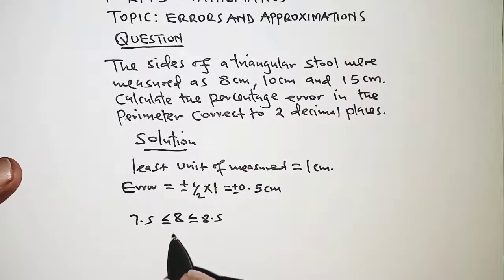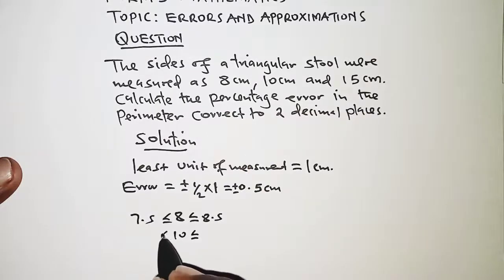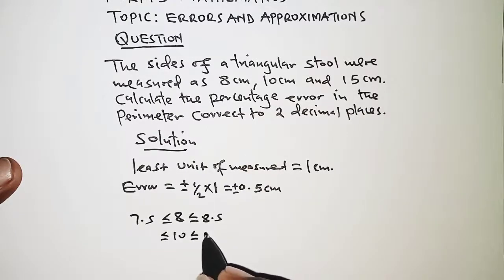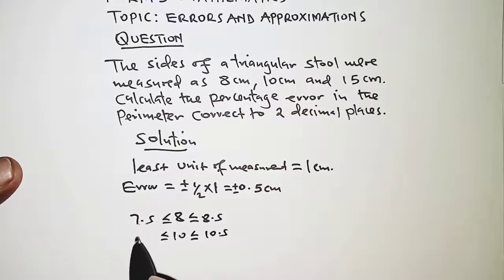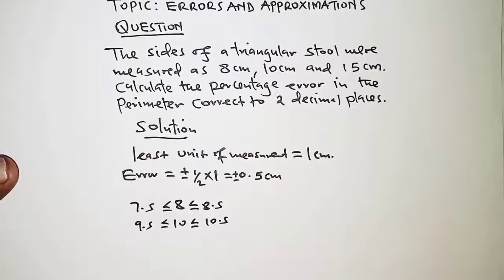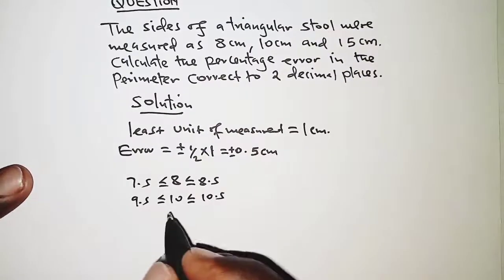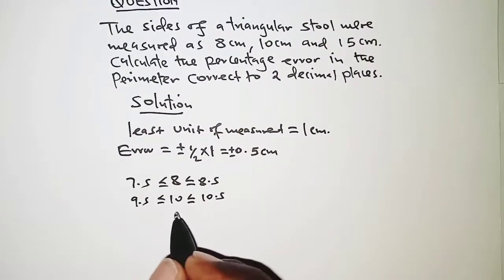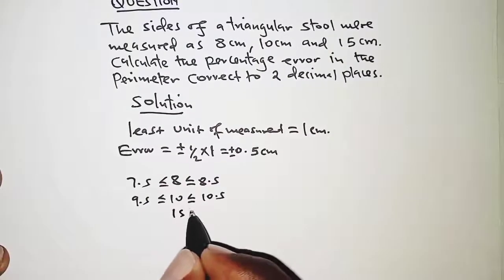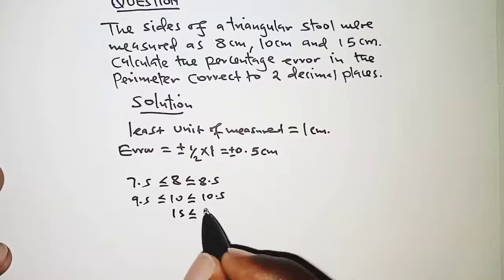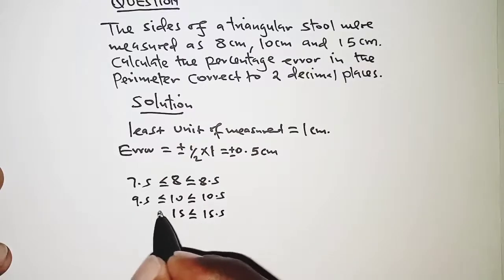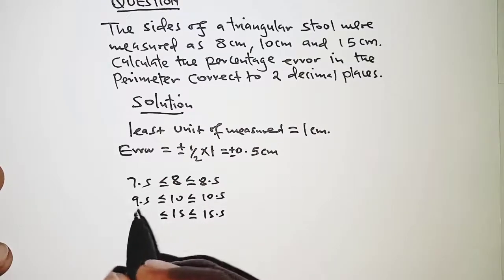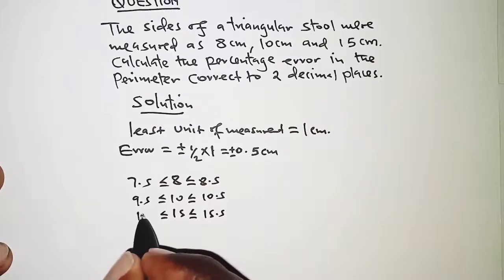Next we have 10. For 10, we have 10.5 for the upper limit, and for the lower limit we have 9.5. Next, we also have the number 15. Upper limit is 15.5, lower limit is 14.5.